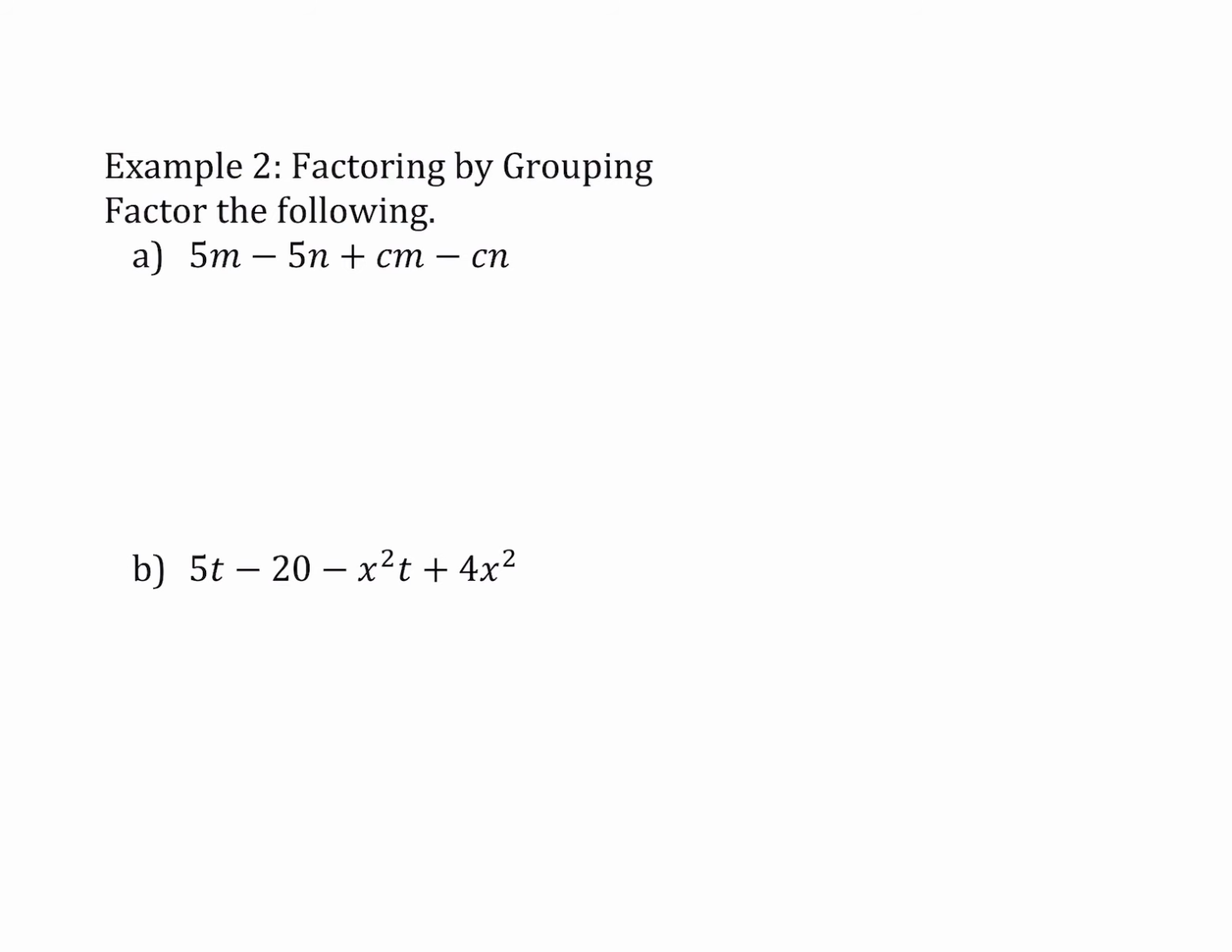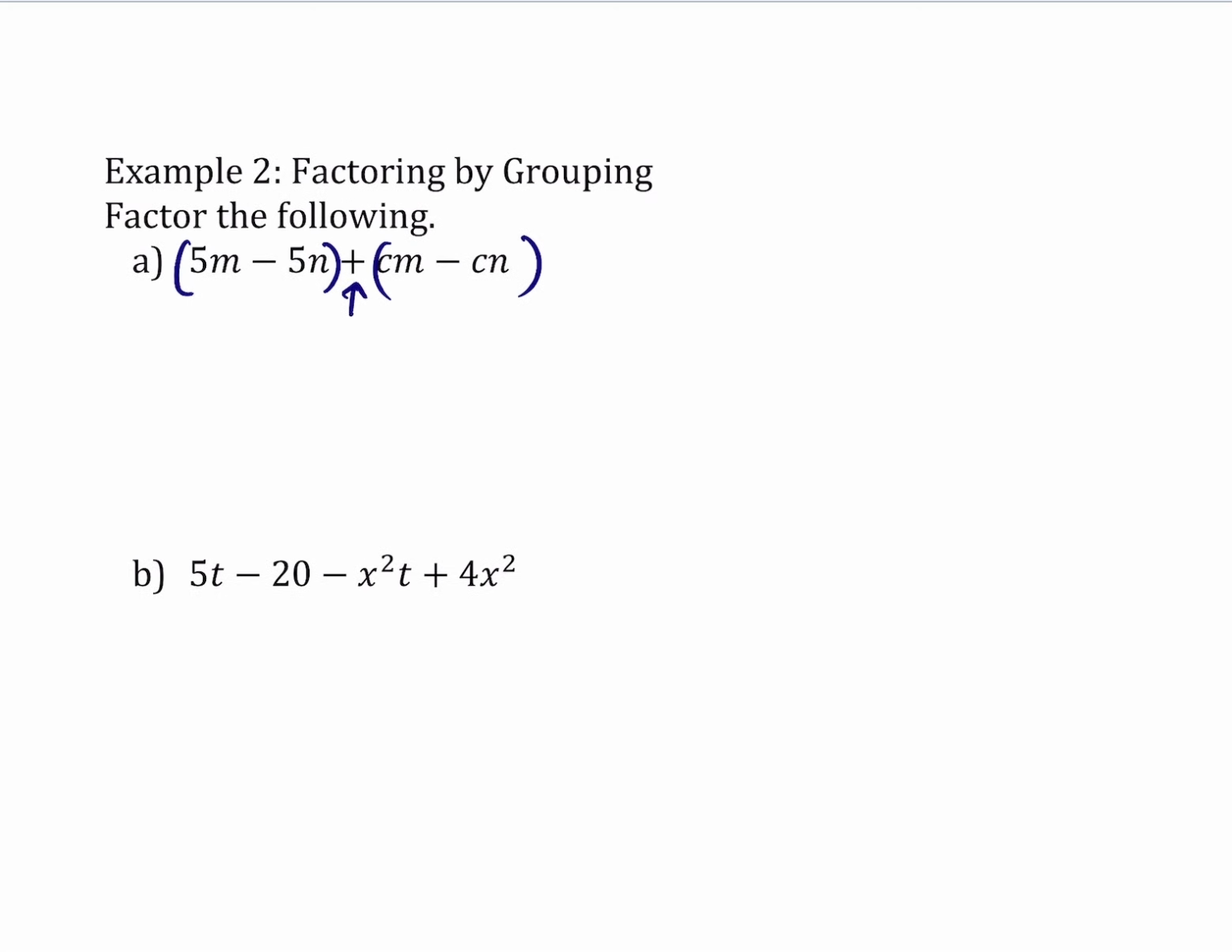Factoring by grouping. Factor the following. So looking at letter A, factoring by grouping, essentially we're just grouping it into two different binomials, factoring a monomial out of each of them, and then doing another step after that. So first thing I'm going to do is group my things. So I'm going to group 5m and 5n together, and then cm and cn together. I'll do that by just drawing some parentheses right here. When you have a plus as your middle term, an addition sign in the very middle, it's very easy. All you have to do is just draw the parentheses.